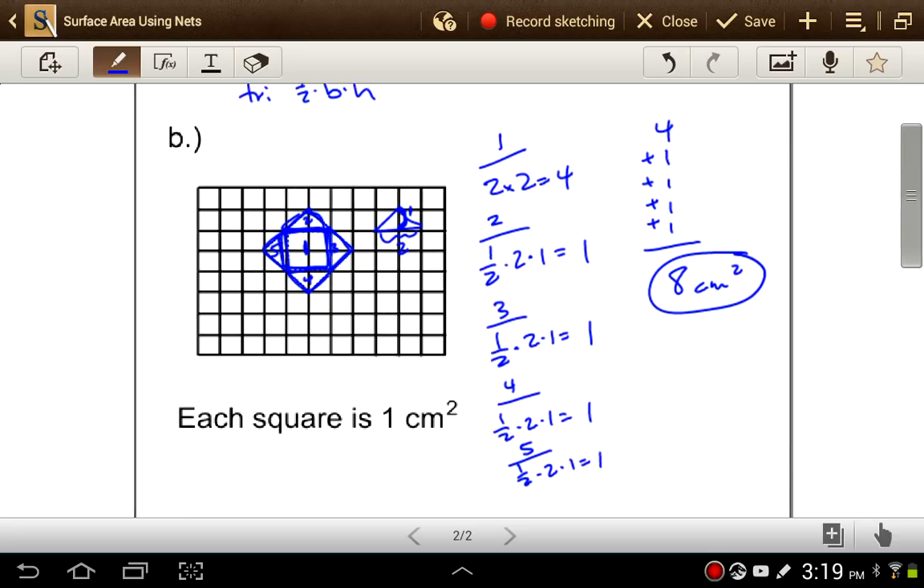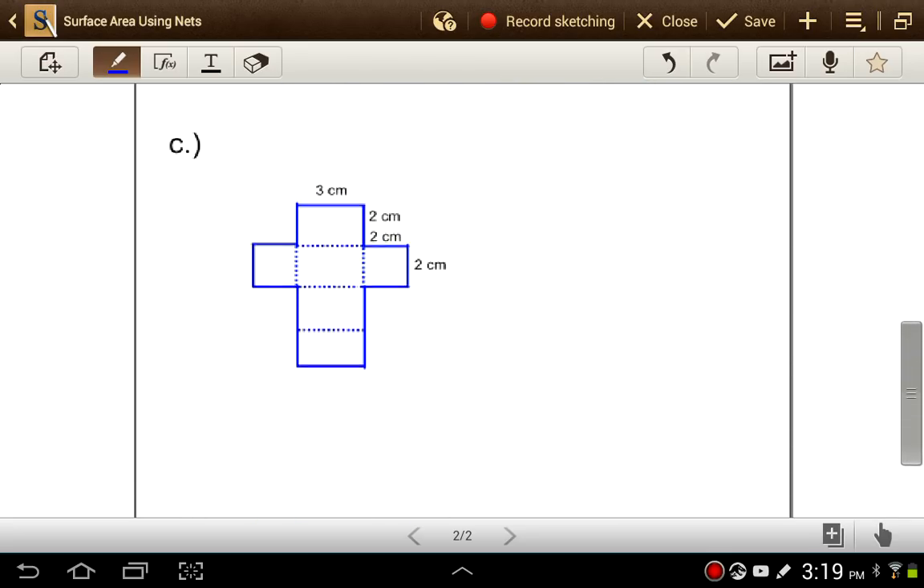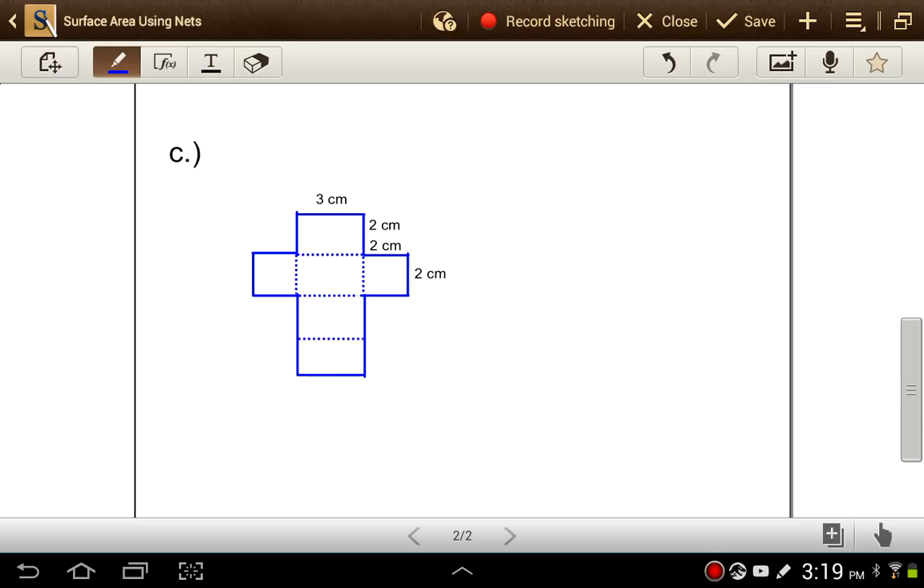In example C, instead of giving you the grid, I just gave you measurements. So for this one, we're going to have to think about what our different measurements are and how much they are. Okay, so first off, I'm going to start with this right here, 1 and 2. They are the same flaps. Remember I talked about flaps being the same. So I'm just going to do a 2 times 2 for those. So for my first and second flaps, it's going to be 2 times 2, 4. Since I have 2 of them, I'm going to write down 4 again.